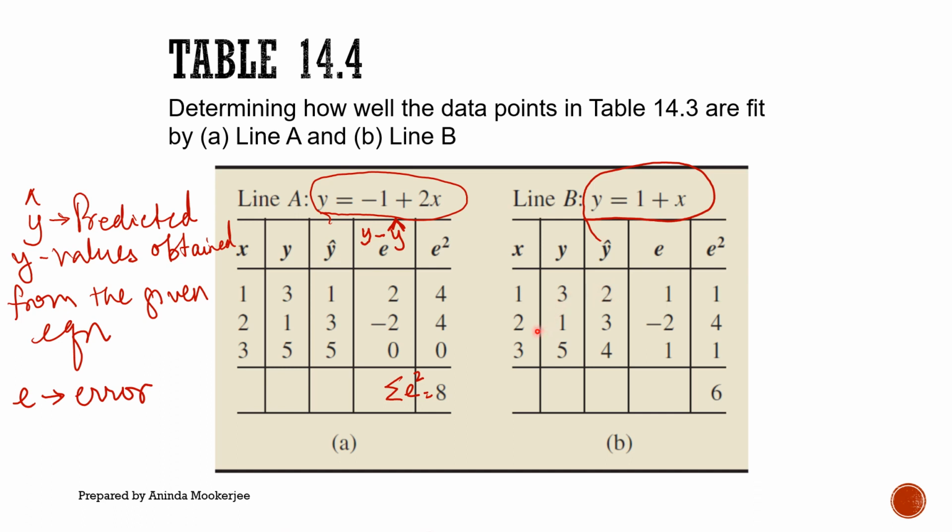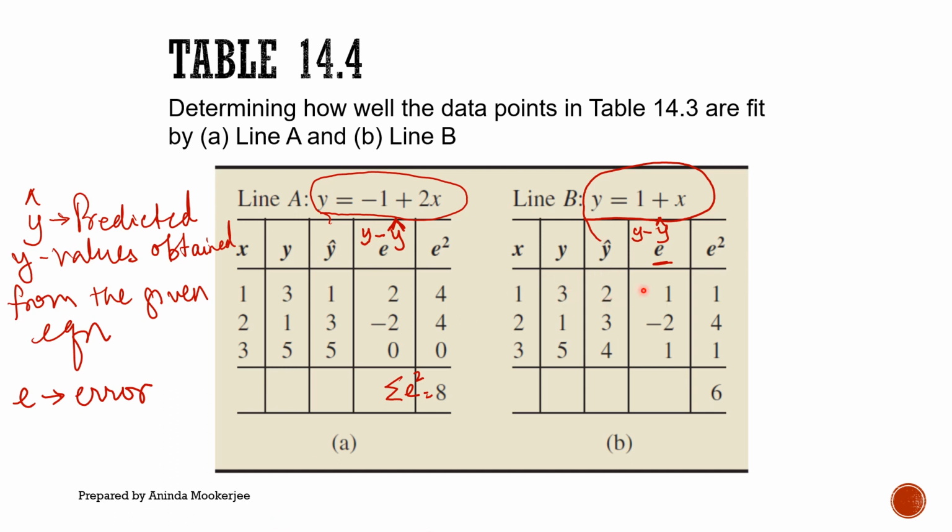All right, for the next one, x is 2, so plug in 2 into this equation. 1 plus 2 is a 3. We write the 3 here. So that's how we get our y hat values. In the next step, subtract y hat from y, and that's our E, or error.